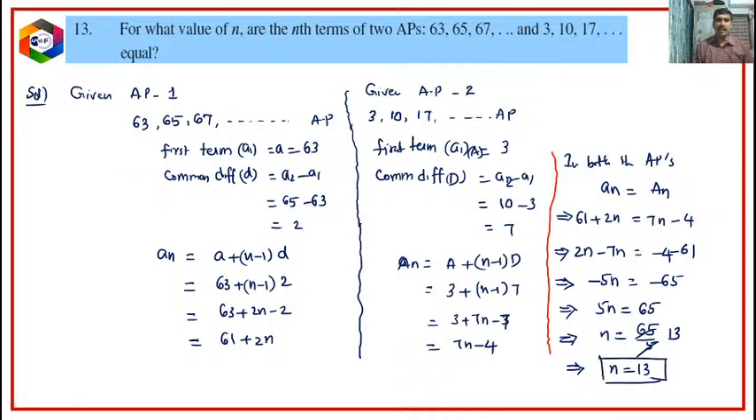That means that in this progression, if you calculate the 13th term, whatever value you get, the same value will be in the nth term of the second progression also. That is, likewise for which term in both the progressions the terms are equal.